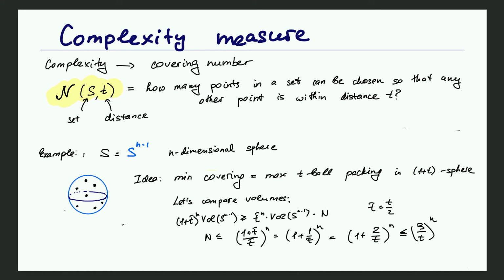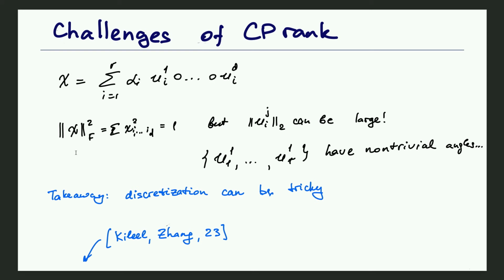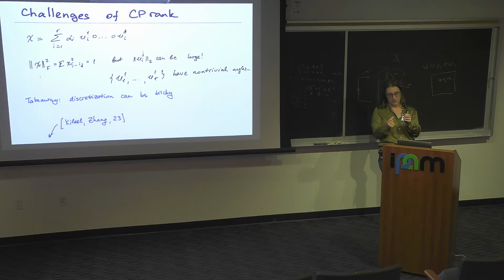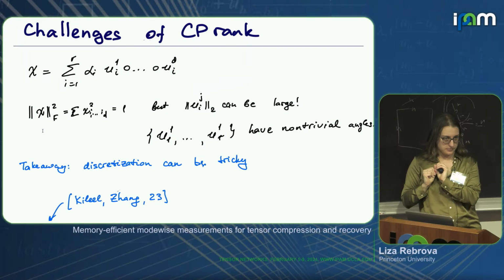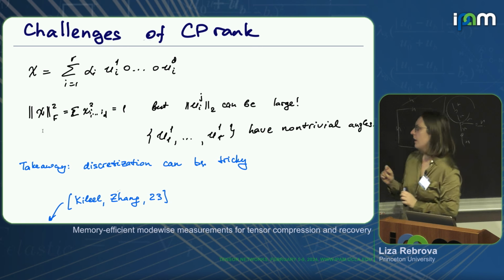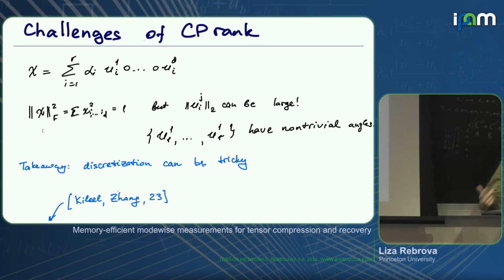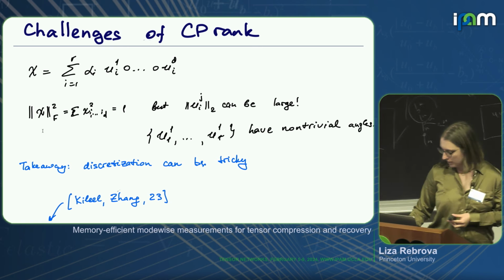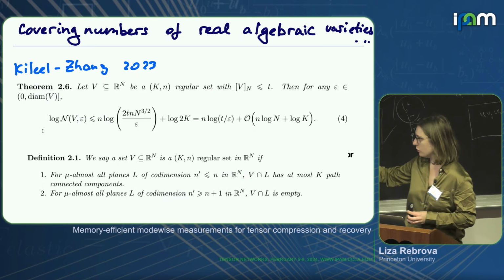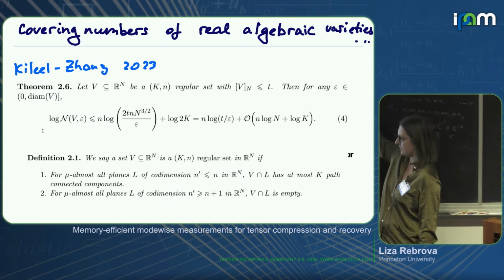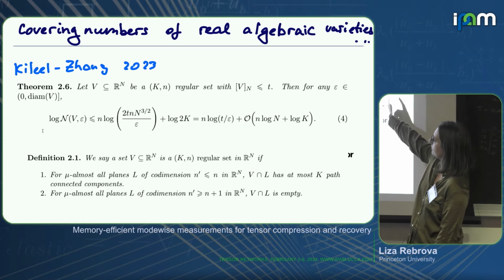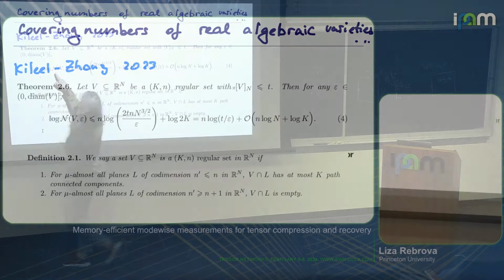So what people did before is they assumed additionally that the norms of the individual components were bounded by a constant, which is implicitly a condition on the angles between the basis vectors. And the thing I learned recently is that people did it for CP, and this is so much not my area, but they did it through algebraic varieties and things should be right. They proved the result for this covering number.